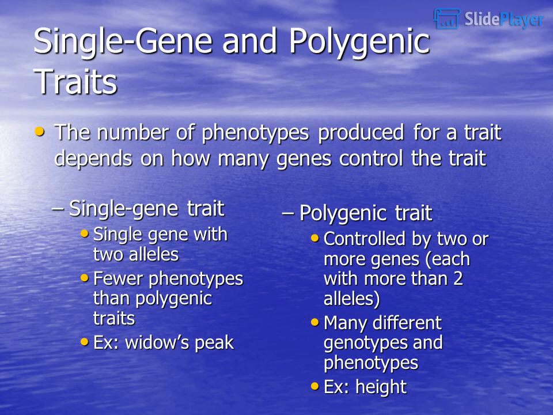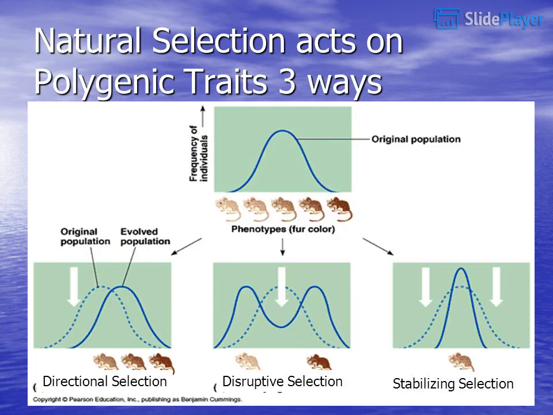Example, widow's peak. Polygenic trait: controlled by 2 or more genes, each with more than 2 alleles. Many different genotypes and phenotypes. Example, height. Natural selection acts on polygenic traits 3 ways: directional selection, disruptive selection, stabilizing selection.